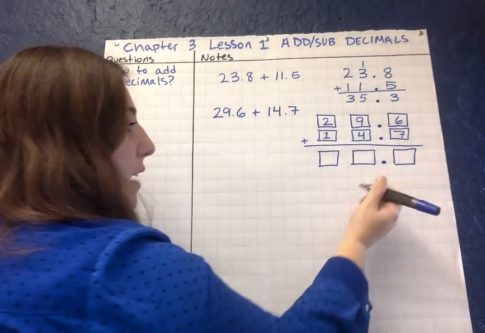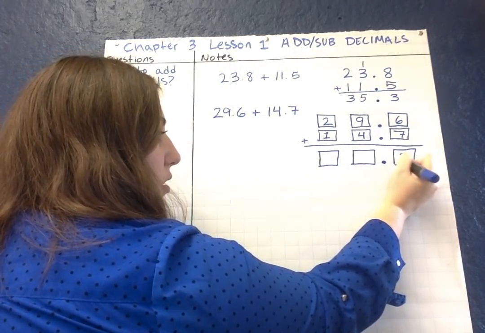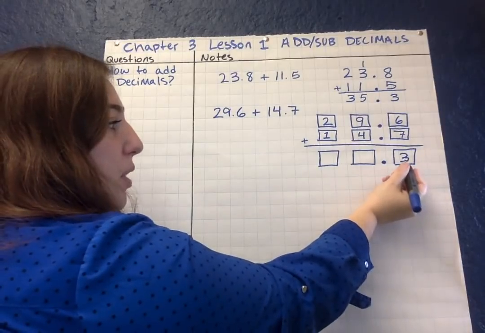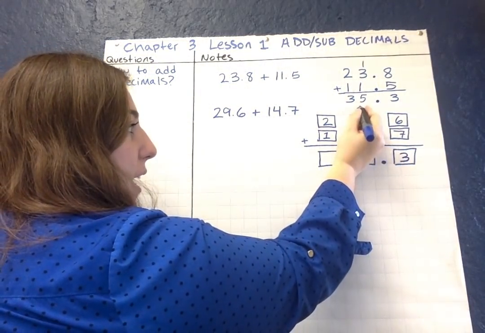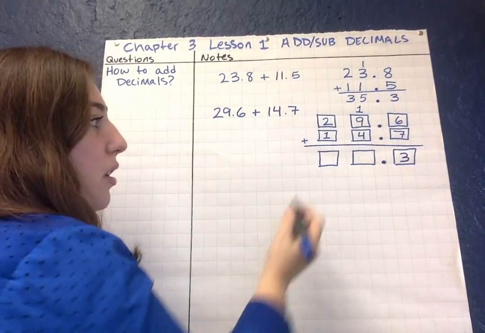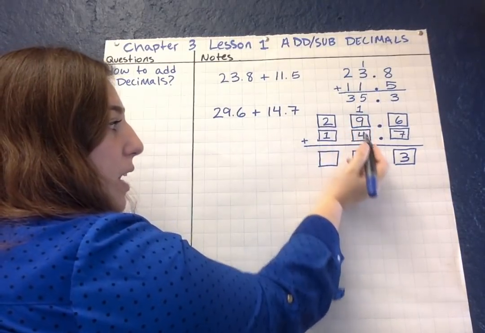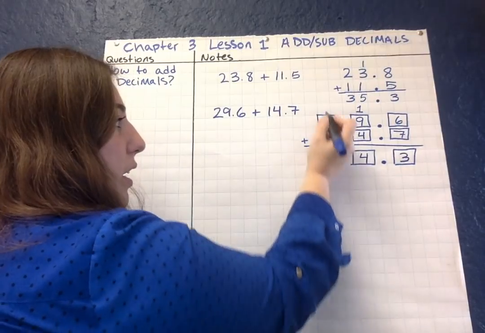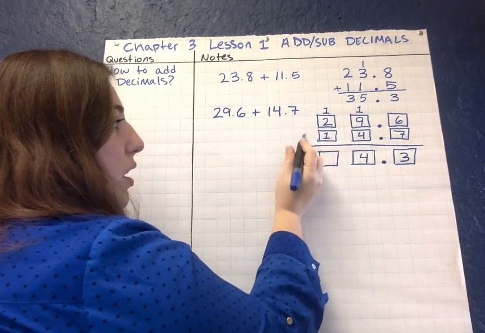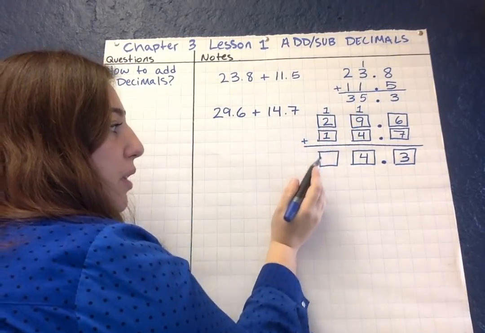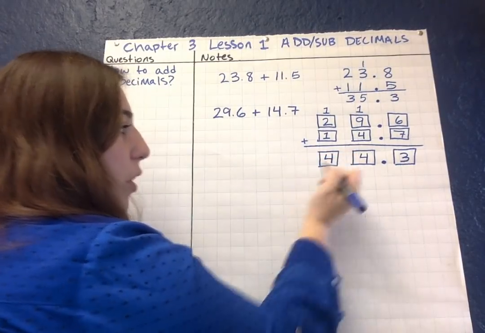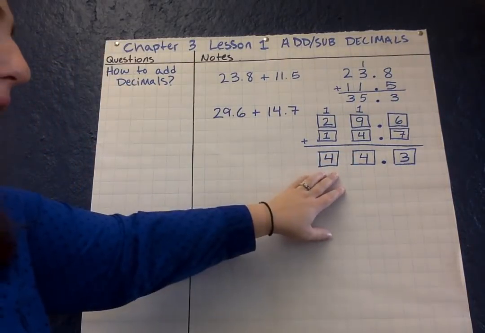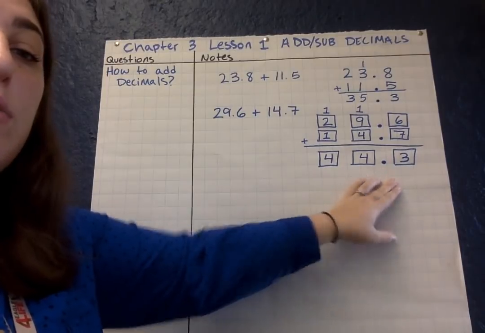So 6 plus 7 is going to be 13. So I'm going to put the 3 here, and I'm going to add the 1 on top. 1 plus 9 is 10, plus 4 is 14. So I drop down the 4 here, and then the 1 goes on top. And then 1 plus 2 plus 1 is 4. Okay? So then my answer is 44.3.